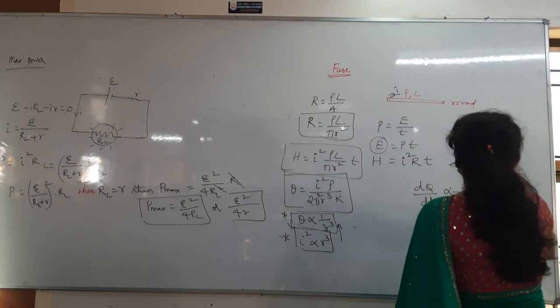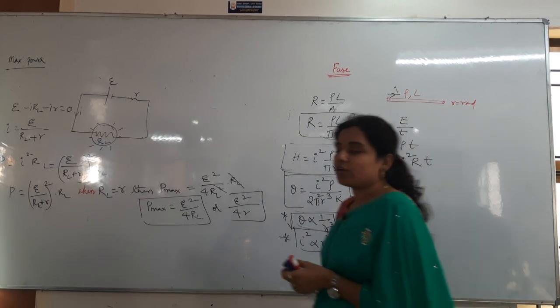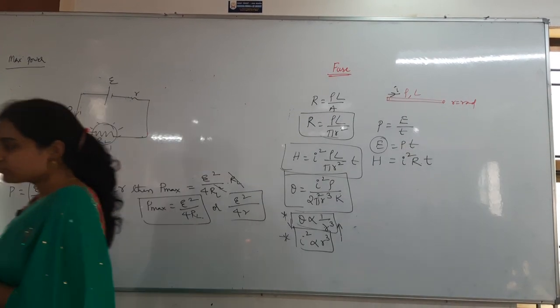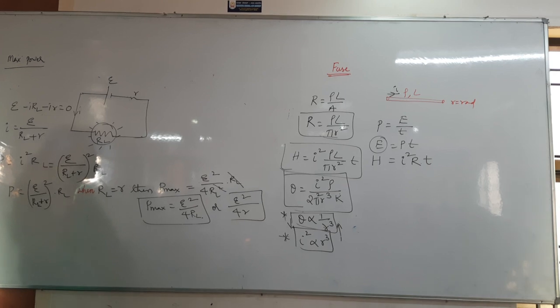Fuse is made up of what? Tin and lead alloy. Fuse is made up of tin plus lead alloy.